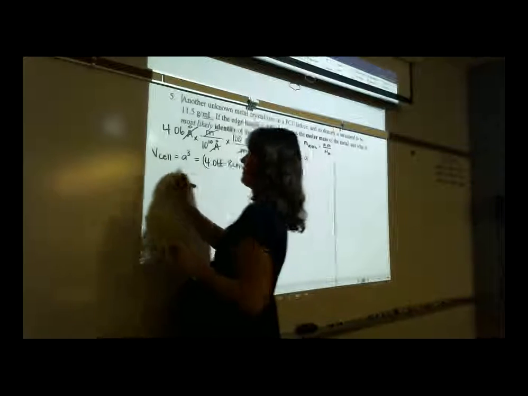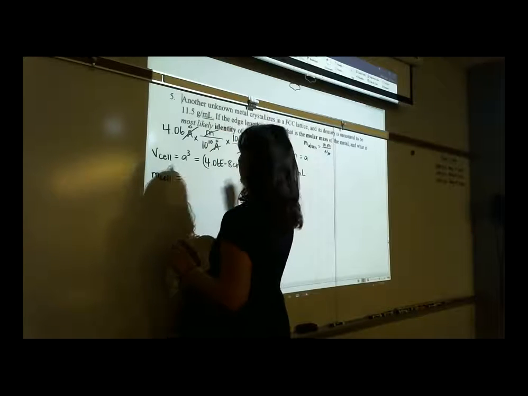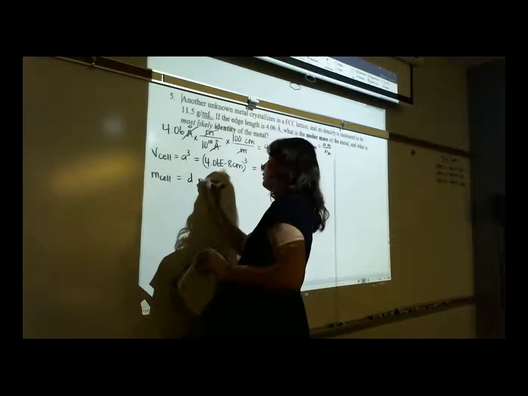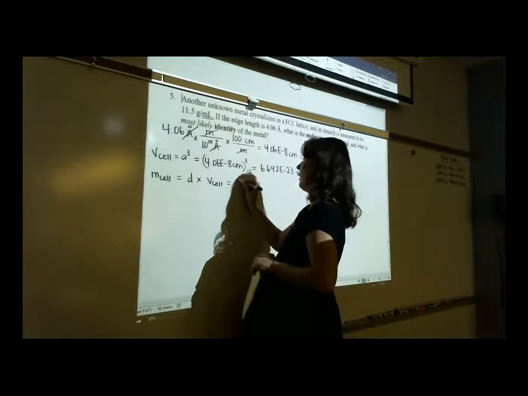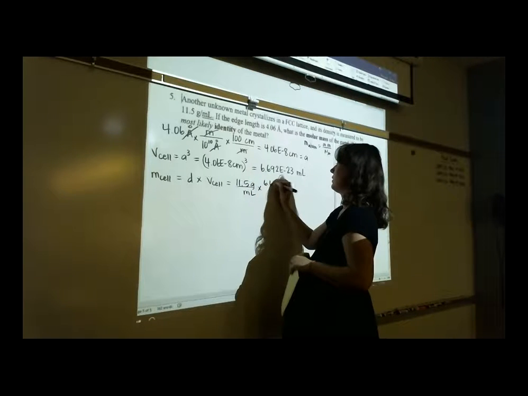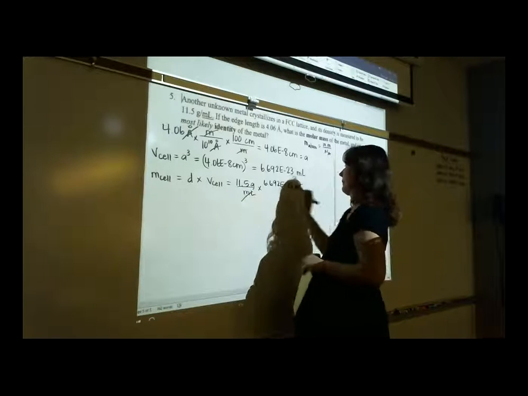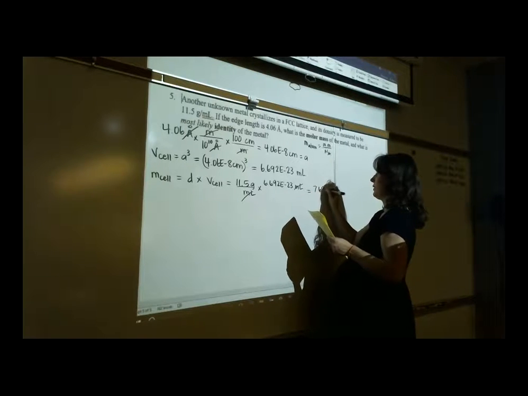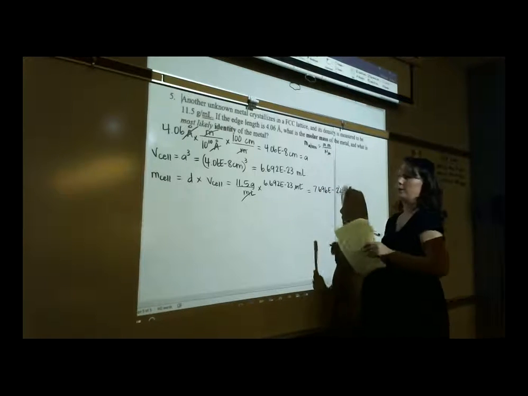Now I want mass of the entire cell. So that would be the density times the volume, right? So 11.5 grams per mil times 6.692 times 10 to the negative 23rd mils. So that's 7.696 times 10 to the negative 22nd grams.